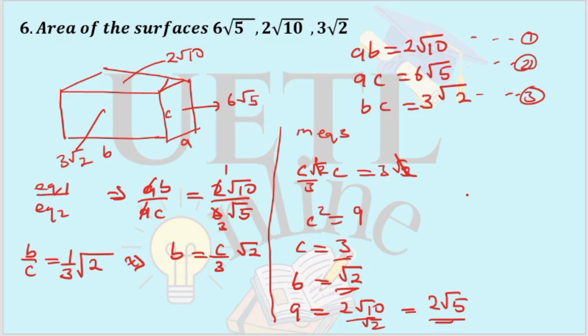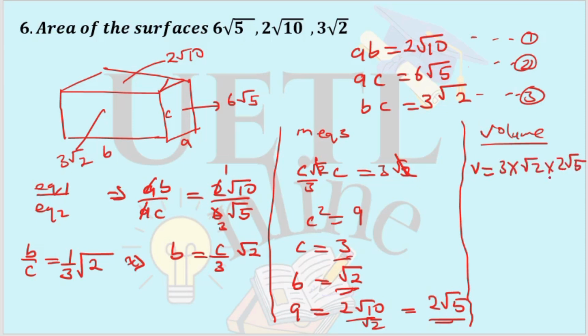Now to find the volume, we just have to multiply all of these. The volume V becomes 3 times root 2 times 2 root 5. If you know your surds very well, you can easily say the answer is 6 root 10. So this will be our volume.